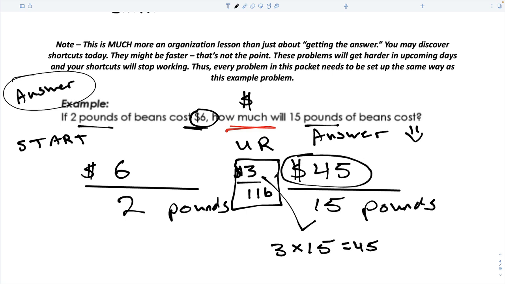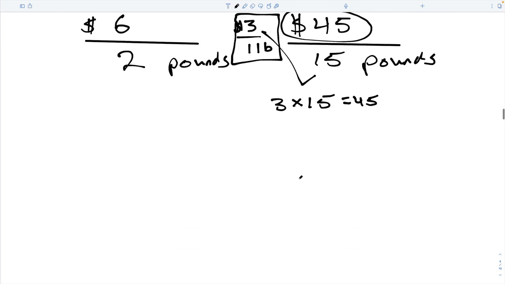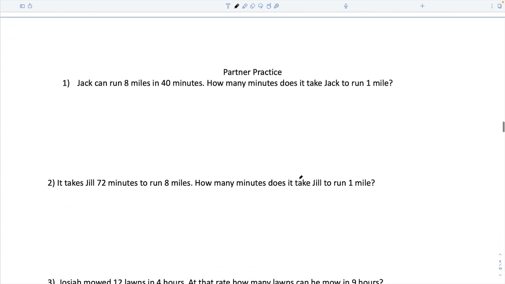I don't know who in their right mind wants to buy 15 pounds of beans. It's quite a bit, and I would not be likely in the same room as them if they are buying 15 pounds. Dangerous. Could be an explosion. What? Yeah, nice. Next page, please.